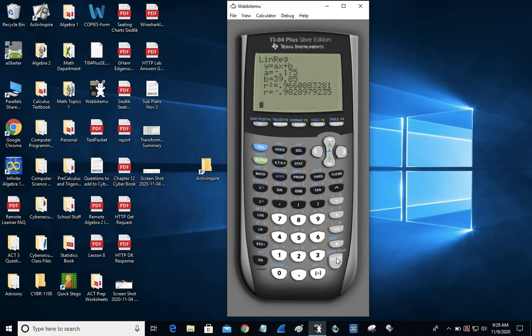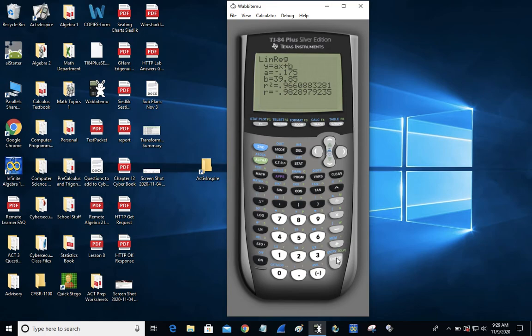Choose the one that says on. Now go to stat. Button in the middle there. And then go over to the calculate menu using the arrow keys. There you go, calc. And then choose number 4.